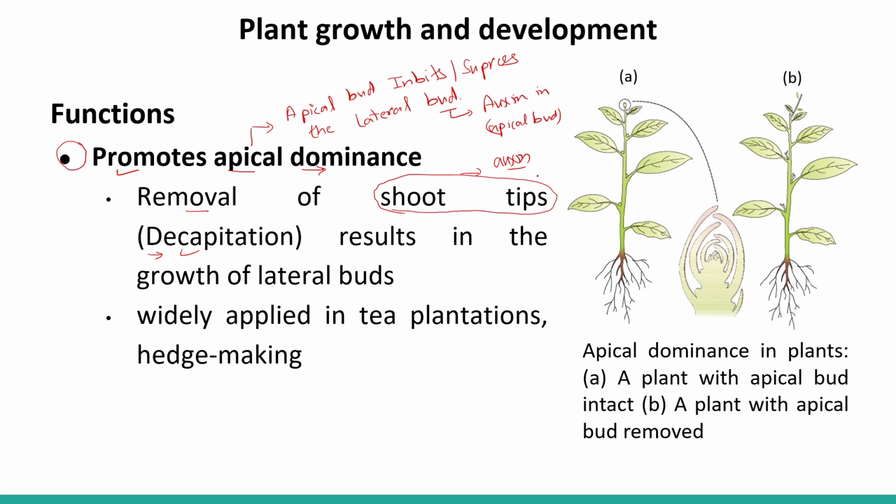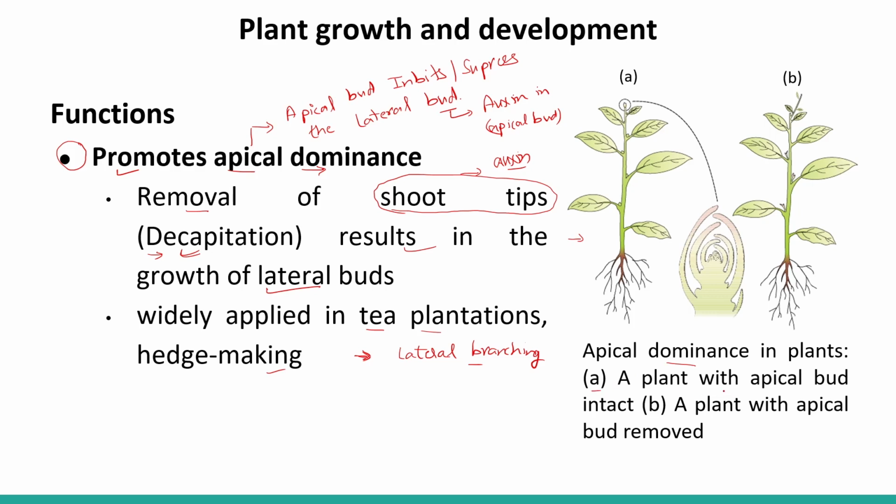Due to the removal of the shoot tips, no auxin is produced. And what happens? It results in the growth of the lateral buds. So this technique is widely applied in tea plantations and hedge making, when we want to initiate or promote lateral branching, we do the process of decapitation.